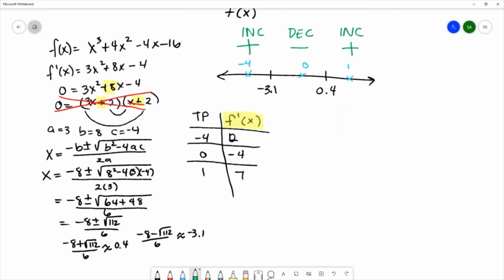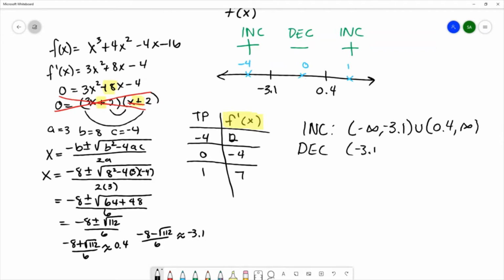So now I know that this function will be increasing from negative infinity to negative 3.1, union with 0.4 to infinity. So I took those two positive intervals, and decreasing from negative 3.1 to 0.4.